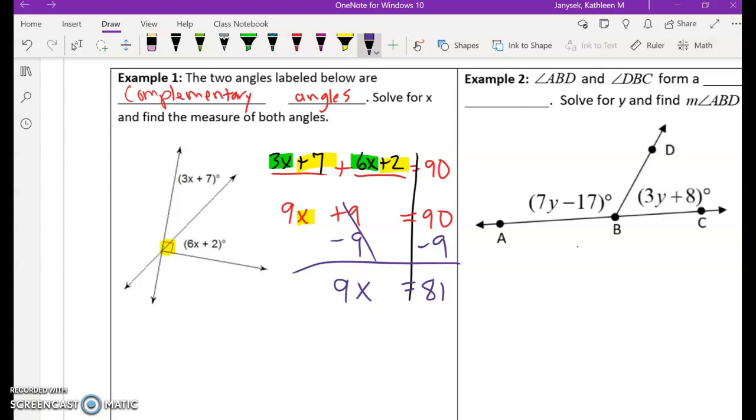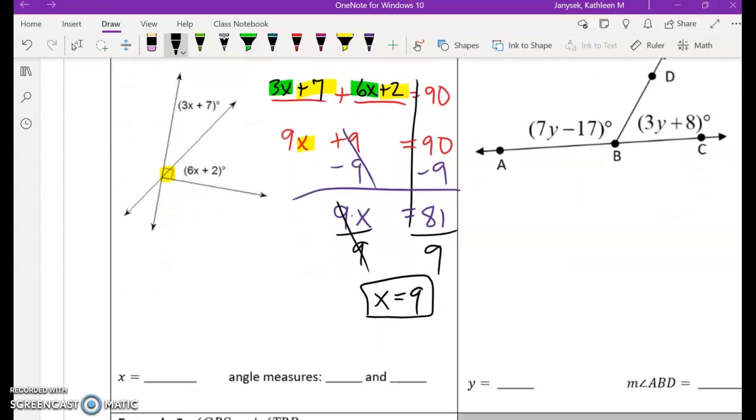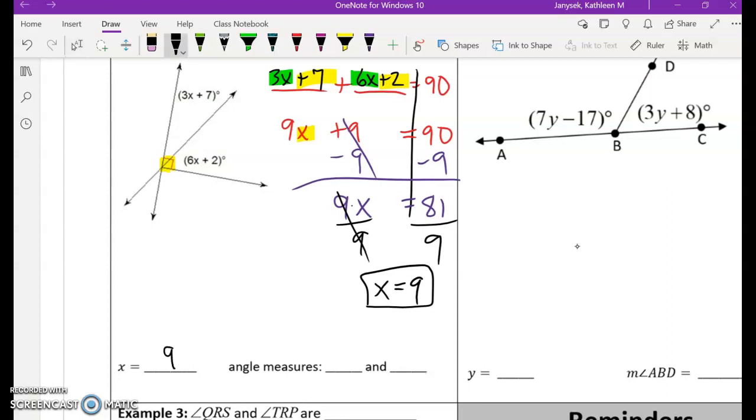And the very last step to get rid of the number in front of our x is divide, because 9x really means 9 times x. And the opposite of times is division. So we are dividing both sides by 9, and x actually ends up being 9, because 81 divided by 9 is 9. So we have filled out this portion, x.